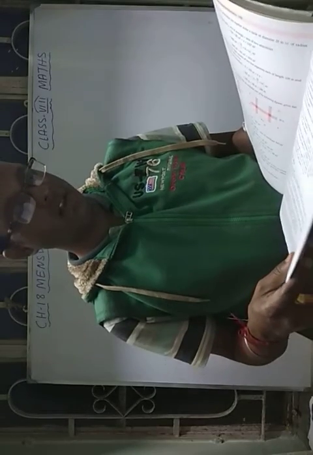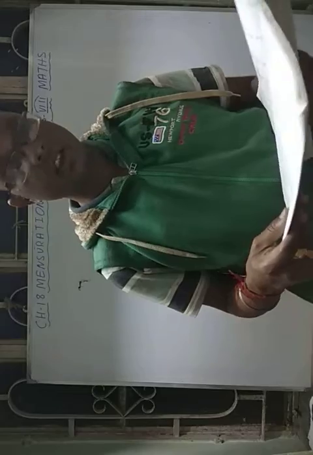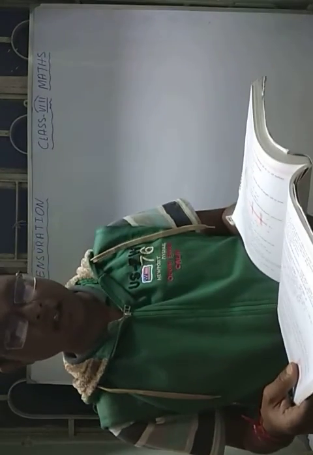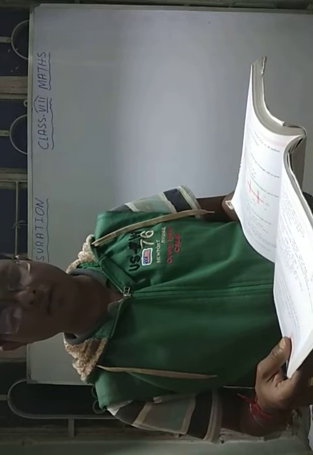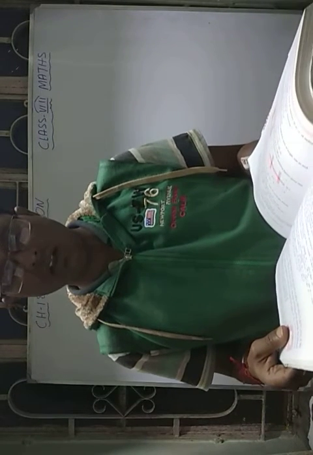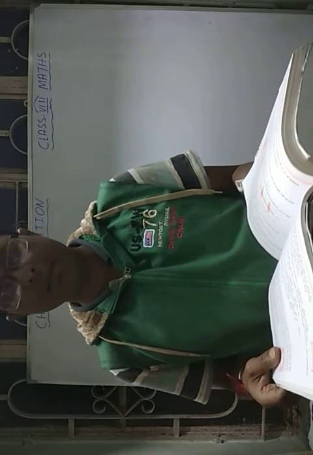So first of all, we will start from exercise number 18.1. The first question is given: the length and breadth of a rectangular field are in the ratio 9:5. If the area of the field is 14580 meter square, find the cost of surrounding the field with a fence at the rate of 3.25 per meter.